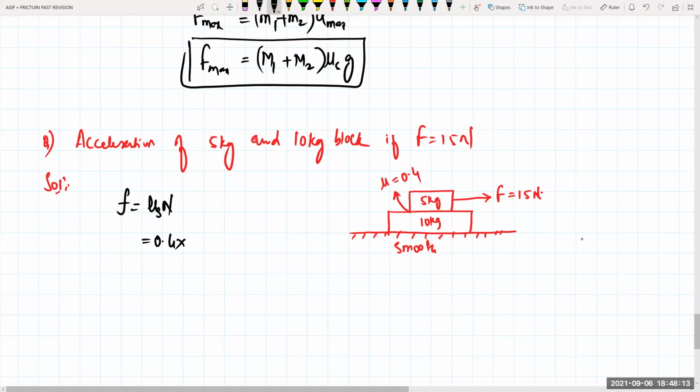That is 5 into g value. 5 into 10. So that will be equal to how much? 0.4 is nothing but 4 by 10. 10, 10 gets cancelled. 4 into 5 is 20. So friction on this one is 20 Newton.